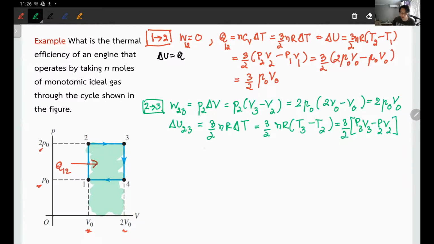And that's going to be 3/2, and I just read it out. P at 3 is 2P naught, 2V naught. Subtract out P at 2, 2P naught, V at 2 is V naught. So it's going to be 4 minus 2, that's 2, 2 and 2 cancel. So it's going to be 3P naught V naught right there. Not bad. It's doable.